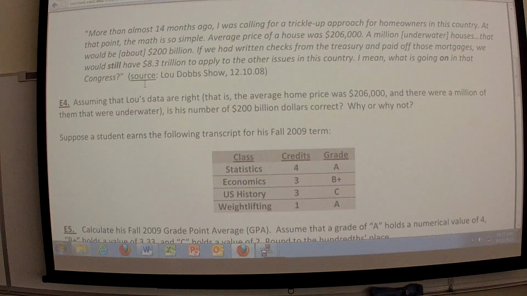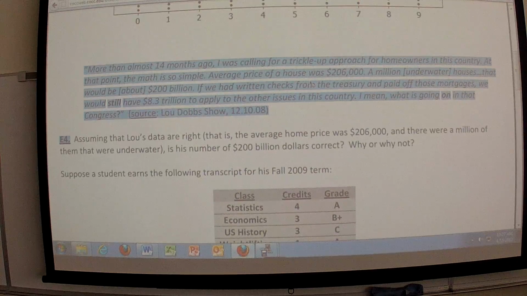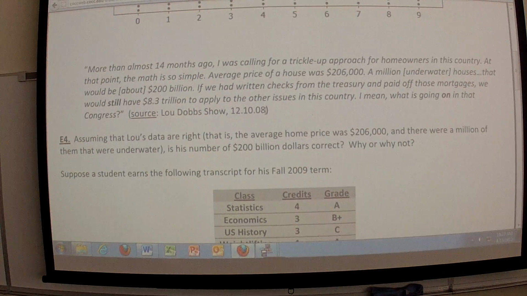Okay, so everybody, if you would, take a minute and read this paragraph right here. My good friend and yours, Lou Dobbs. It's a little bit old now, 2008, but go ahead and take a look at that and read that.